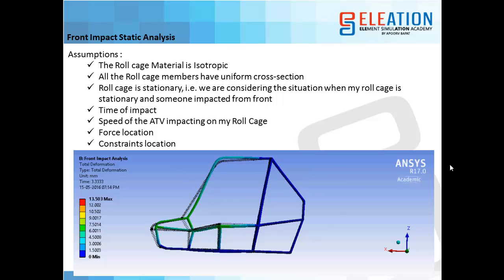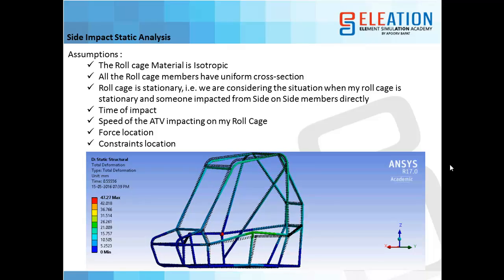So today we will see how to perform front impact analysis on the 1D mesh model. The assumptions which I have taken are that the roll cage material is isotropic and all the roll cage members have uniform cross section. The roll cage is stationary, that is we are considering the situation when my roll cage is stationary and someone impacts on me. The time of impact is also an assumption. The speed of the ATV impacting on my roll cage is also an assumption. The force location where the impact will happen and the constraint location, that is the suspension mounting points, are all considered as assumptions. And you can see the animation of the deformation because of the front impact analysis.